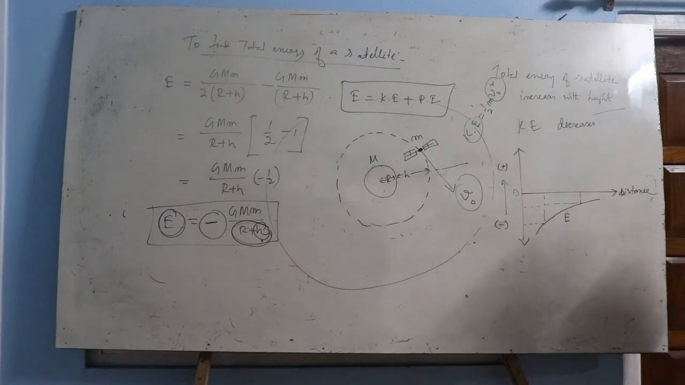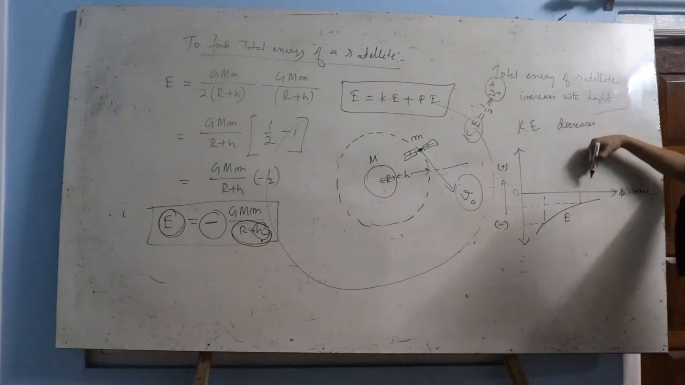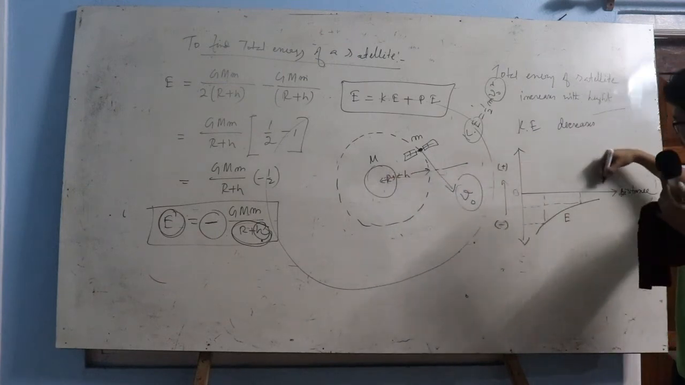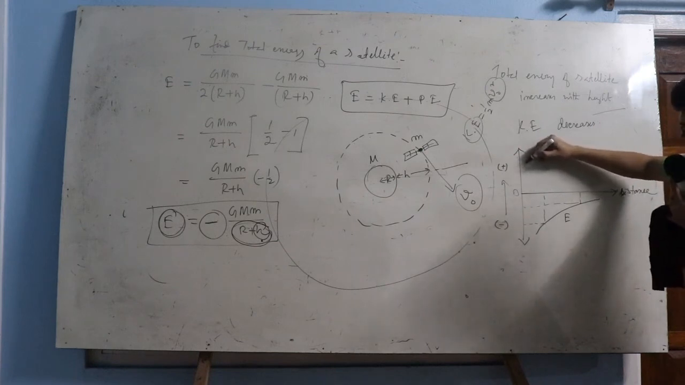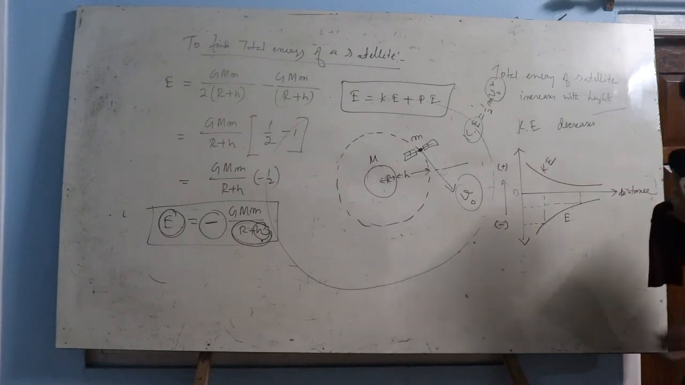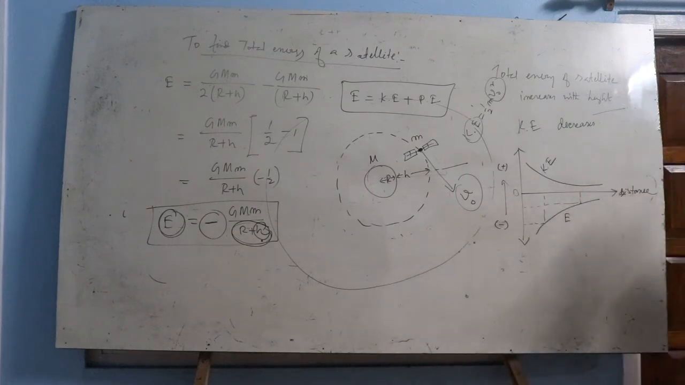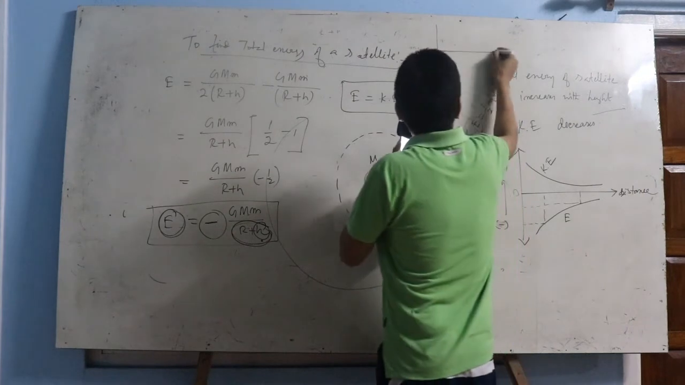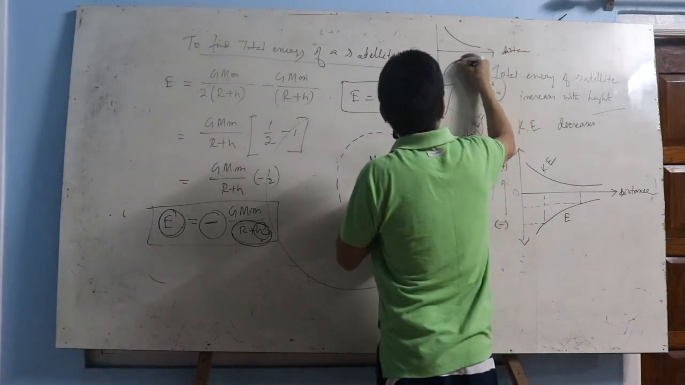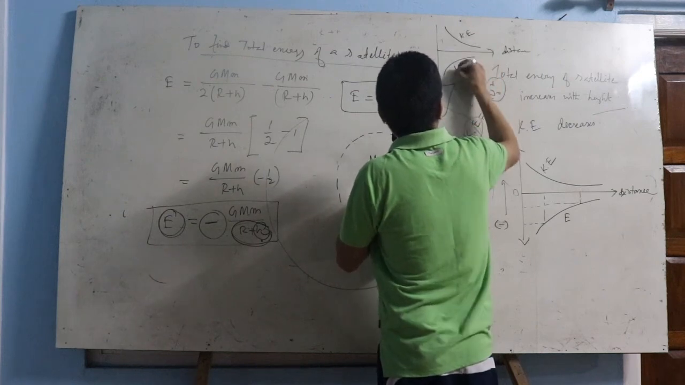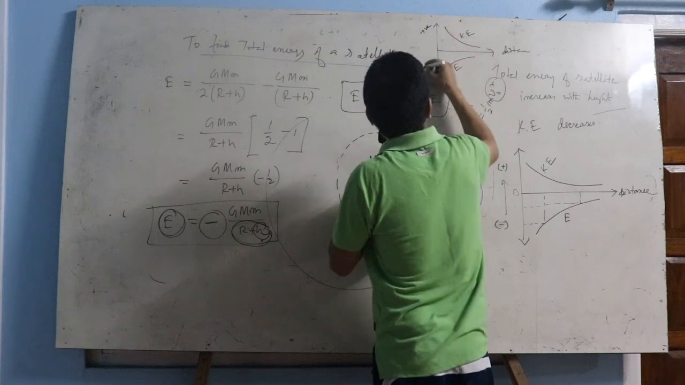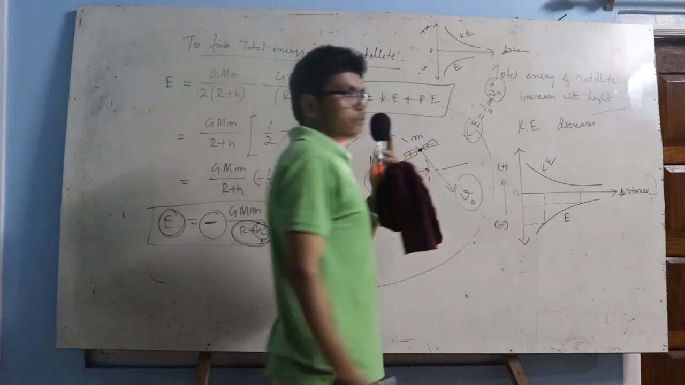And what about kinetic energy? When distance increases, I told you the kinetic energy decreases. That's why when r distance increases, kinetic energy should be decreasing like that. So this is your kinetic energy graph. This is the total energy graph here. This is the distance. Your kinetic energy looks like this. Total energy looks like this here. And this is the positive axis. This is the negative axis. This is the origin here. This is the graph.